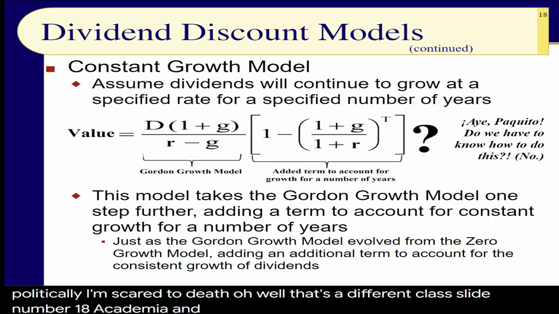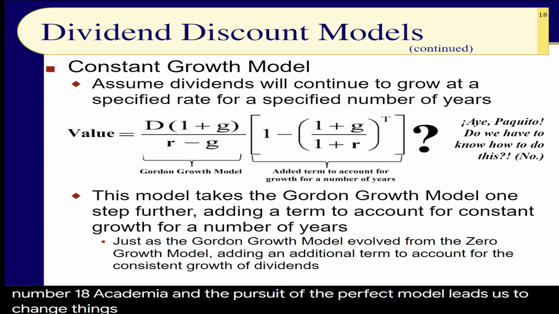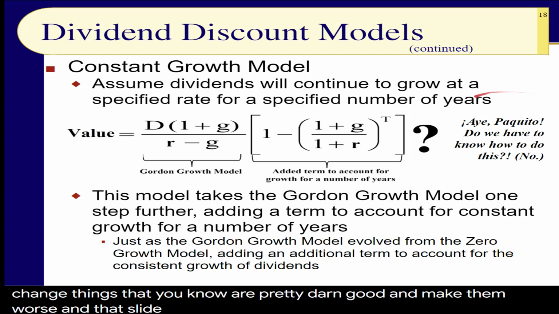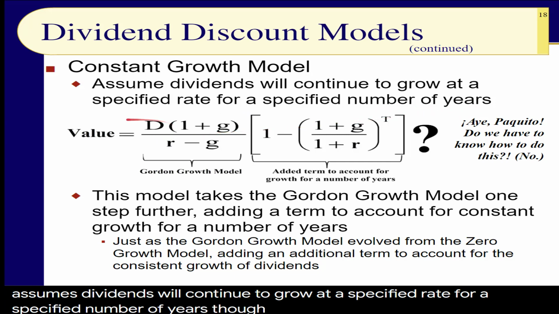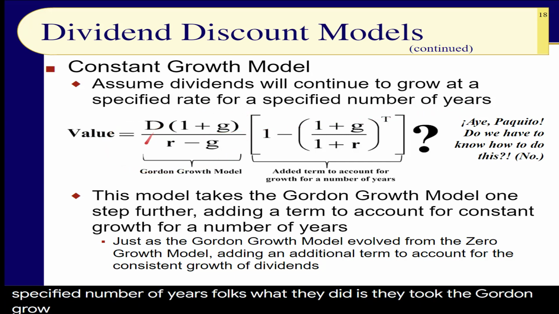Academia and the pursuit of the perfect model leads us to change things that are pretty darn good and make them worse. And that's slide number 18. The constant growth model, which assumes dividends will continue to grow at a specified rate for a specified number of years. Folks, what they did is they took the Gordon growth model, that's this thing here in math speak.